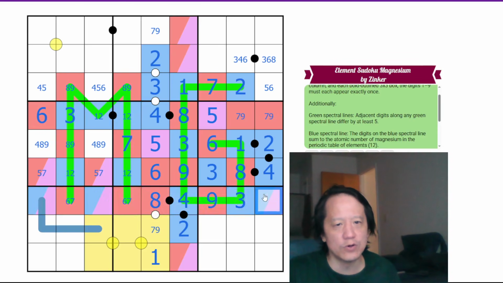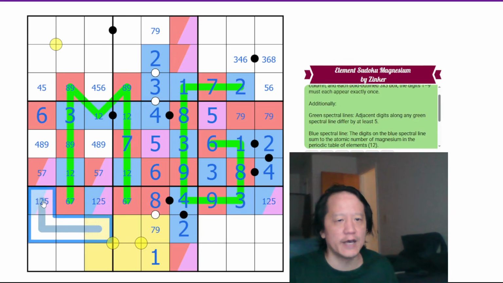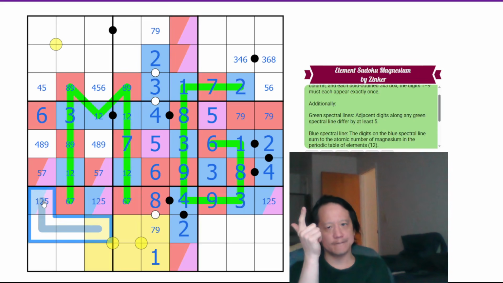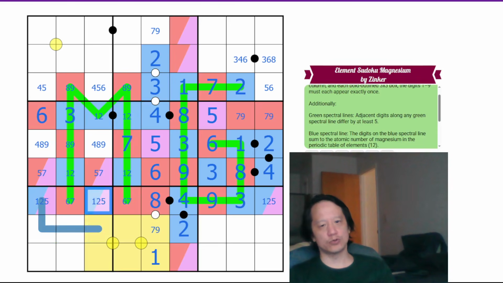Remaining digits of row 7 are 1, 2, and 5. And for 4 digits to add up to 12, it's going to have to be either 1, 2, 3, 6 or 1, 2, 4, 5 on the line. That means 1 and 2 have to be on this line, which means this can't be 1 or 2. It has to be 5. That eliminates 5 in the rest of the row. And as I said, okay, this can't be 2 because of 2 in the column, so this must be 1. Which means this can't be 1 or 5, it's 2.